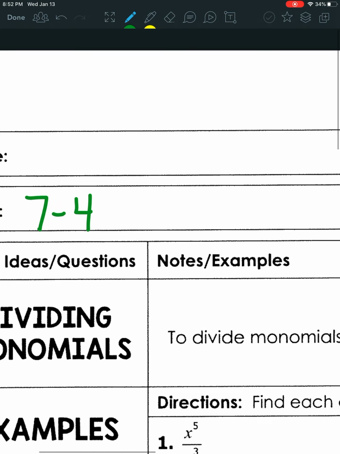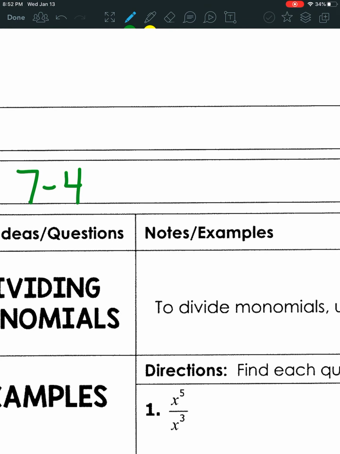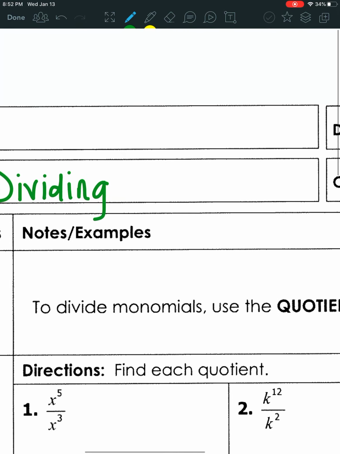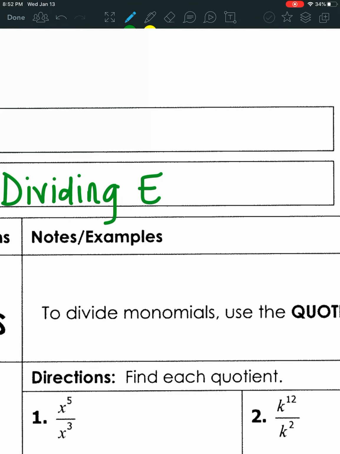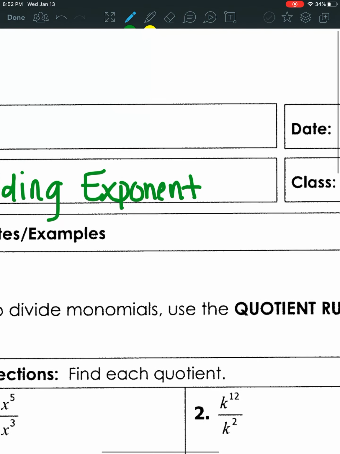So this is 7-4 in our textbook and in Math Excel. And this is dividing exponent properties. So there's a couple that we're going to look at.